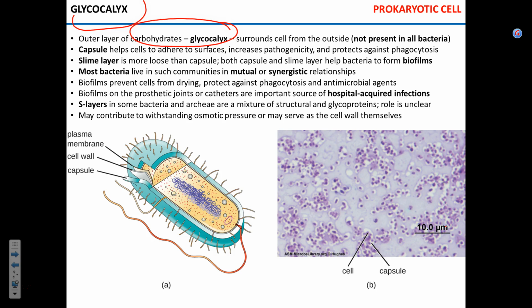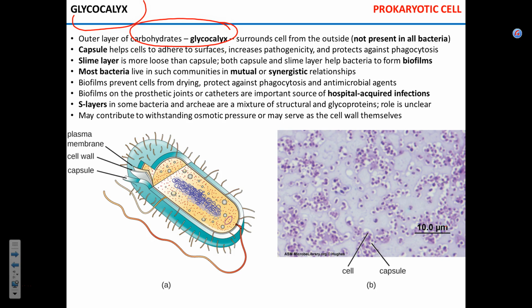Usually these communities consist of many species that exist in mutualistic or synergistic relationships. Can anyone define mutualistic and synergistic? Yes. They help each other. They help each other. Is that going to be mutualistic or synergistic? Okay, synergistic, they help each other. Mutualistic. Why do I use two different terms? Some are benefiting and some are neutral. Actually, in mutualistic, all benefit.